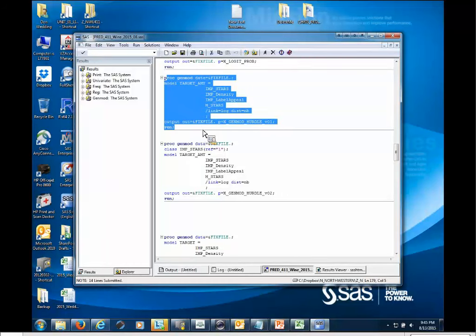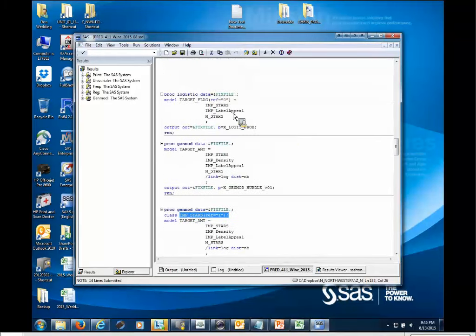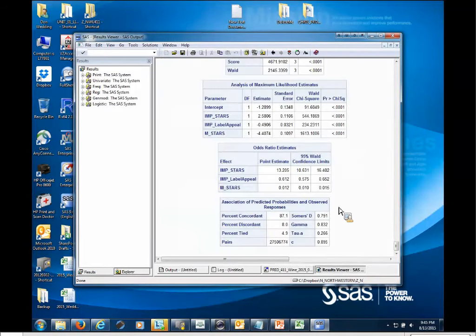Now the other one I did was I also built the second one, and I wanted to show you how to do a class. In other words, the stars, when the wine reviewer gave it 1 star, 2 stars, 3 stars, 4 stars, I'm using it as a number here, but you could also use it as a class, where it's possible that 1 star and 2 stars and 3s is not linear. So I just thought I would show you how to do that. So when I do this guy, let me run these. So here's the proc logistic. Let me run that guy first. And you can see these are the coefficients.